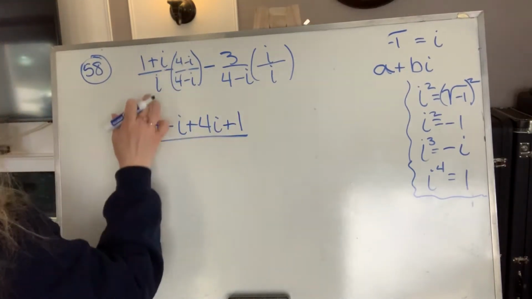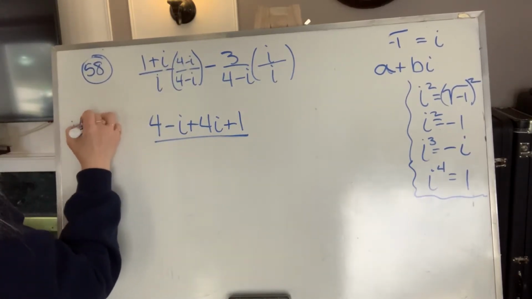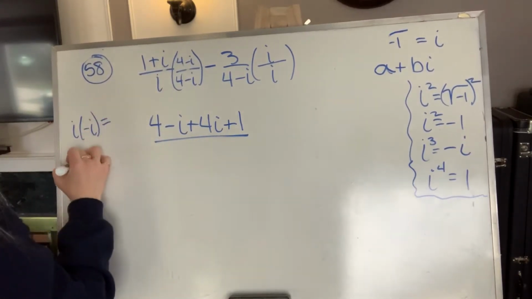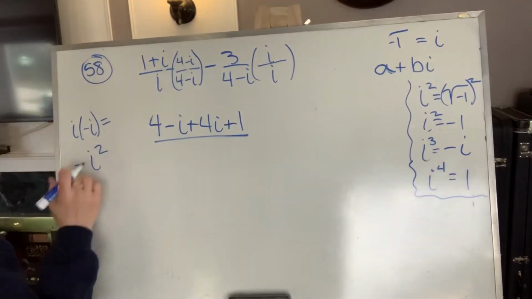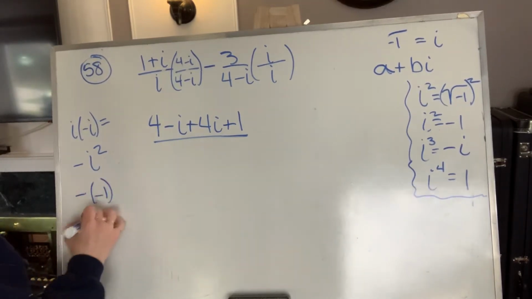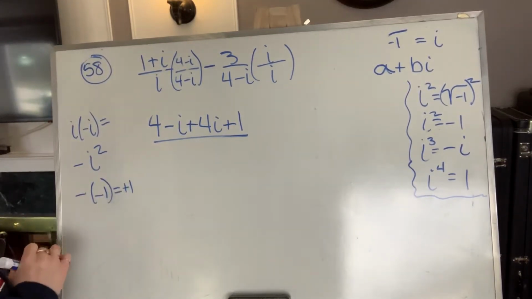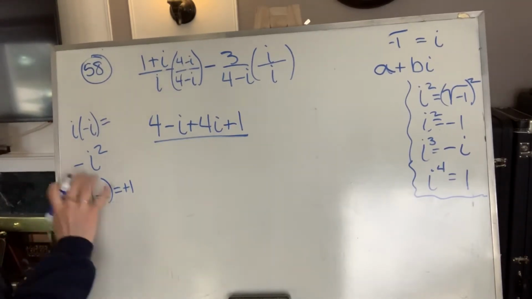Let me walk through that one more time. i times negative i gives me a negative i squared. Well, i squared is negative 1, so it's the negative of negative 1, and therefore it's a positive 1, okay? This is the part that's going to get you, the sign. So just keep track of that.